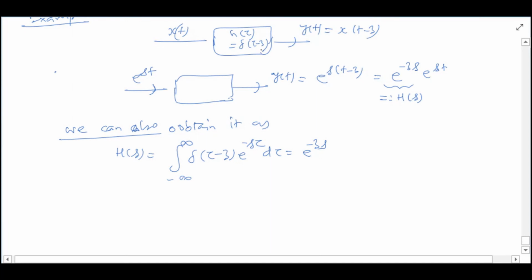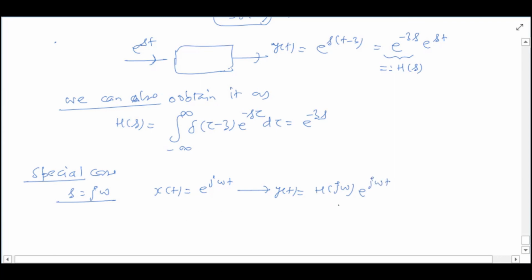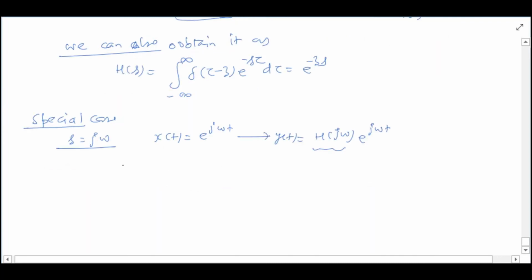Finally, let us look at a special case of the application of complex exponentials, where s has only an imaginary part, s is j omega. In this case, my x(t), which used to be e^(st), would be e^(j omega t), and the output will be H(j omega), the constant factor, times e^(j omega t), that is the input signal. This H(j omega) can be obtained using the formula that we just derived, the integral of h(tau) e^(-j omega tau) d tau, and this function H(j omega) is called the frequency response.